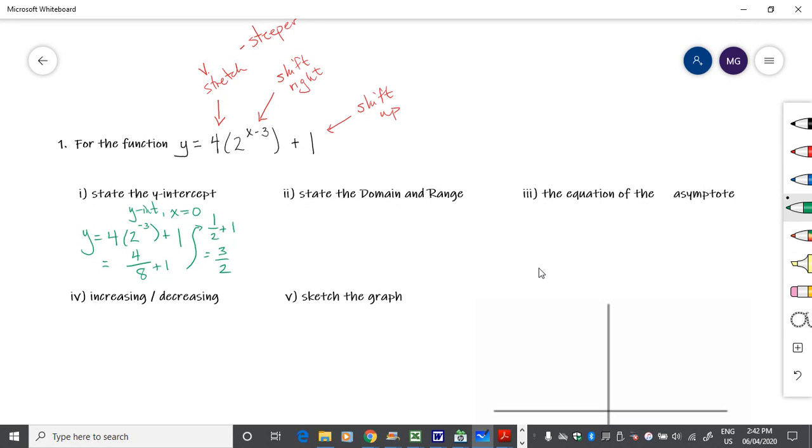Now take a look at number 2. We need to go through and figure out the domain and range. This is where transformations are going to be important.